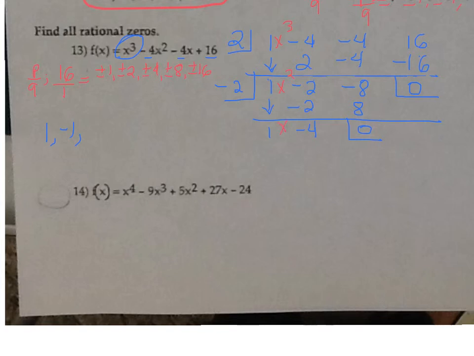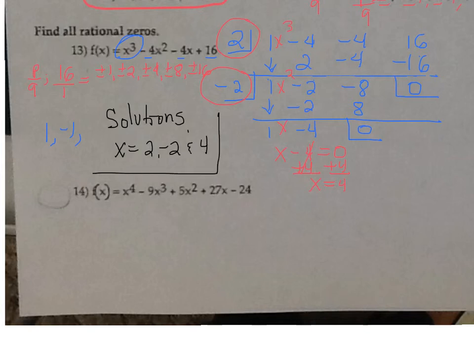So the solutions are 2, -2, and this factor here, when you let it equal to 0 and you find x, x is equal to 4. And those are the solutions. So the solutions would be x equals 2, -2, and 4. And that's the answer. Okay.